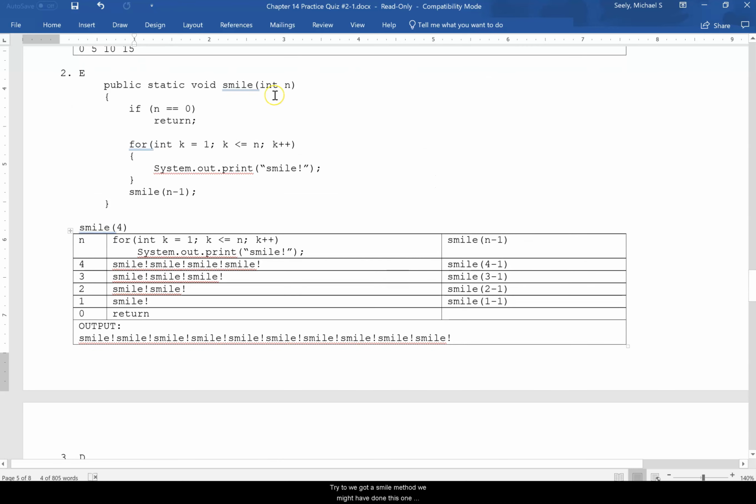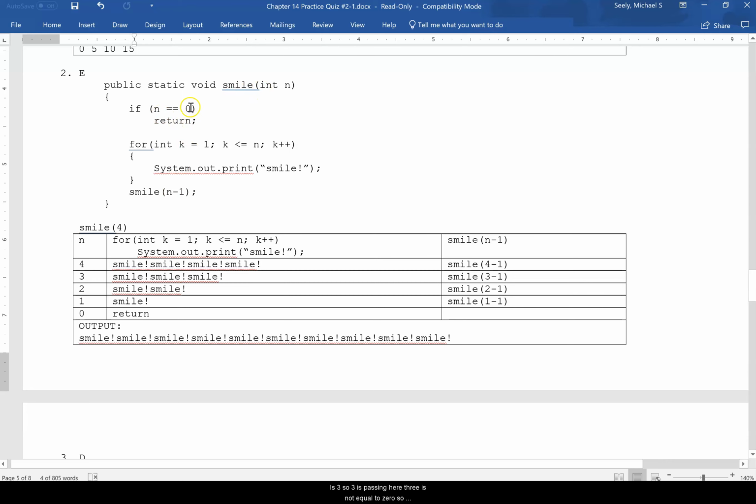All right, 2, we got a smile method. We might have done this one or something real similar to it. So anyway, what do we got here? 4 gets passed in, so N is 4. So 4 is not equal to 0, so we skip it. K is 1, 1 less than or equal to 4, so that's going to run 4 different times. Smile, smile, smile, smile prints. Then we got 4 minus 1 is 3, so 3 gets passed in here.